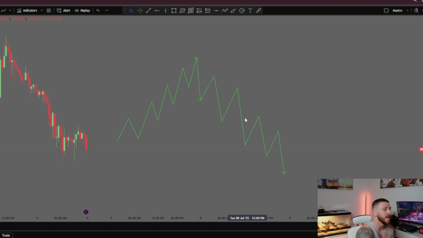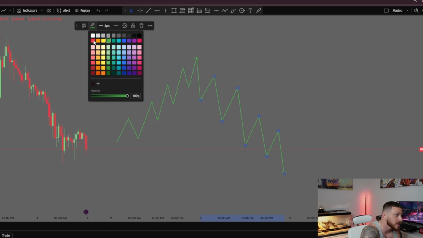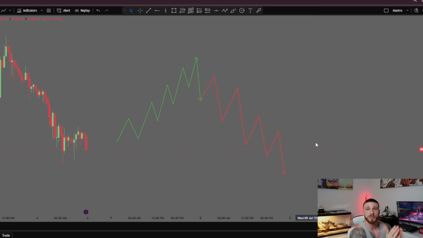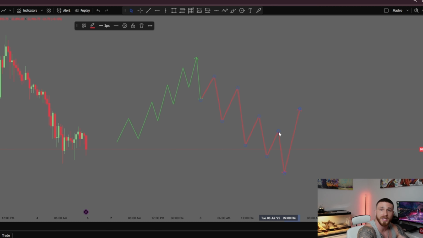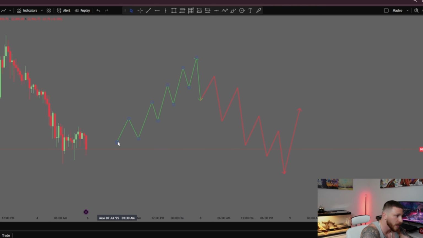So what would we need for us to break structure to the upside? We would need to have a candle closure above the most recent high. So we would want price to come up here and close past this most recent high. Because again, in an uptrend, let's go back to the uptrend. In an uptrend, we're moving in higher highs and higher lows, right?